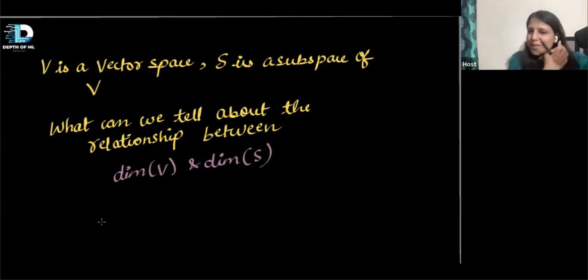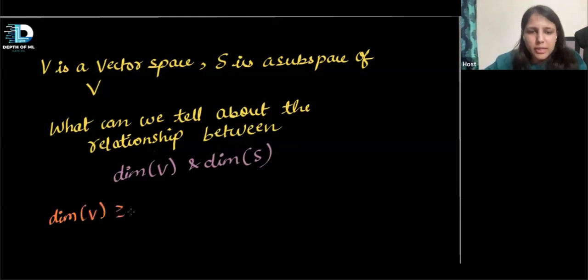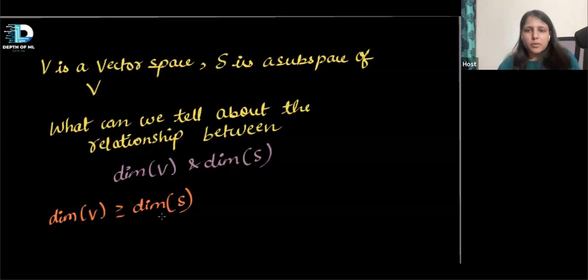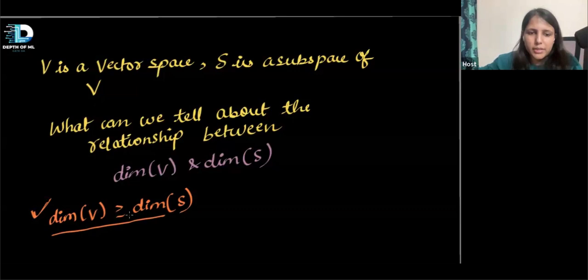Okay, you already interpreted the question. Can I have more answers? So one answer I have is that the dimension of V will be greater than or equal to the dimension of S. Any other answers? Or we'll go ahead with this answer. Nobody is saying anything else. Okay. So this is correct. The dimension of V is greater than or equal to the dimension of S. So this is one question.